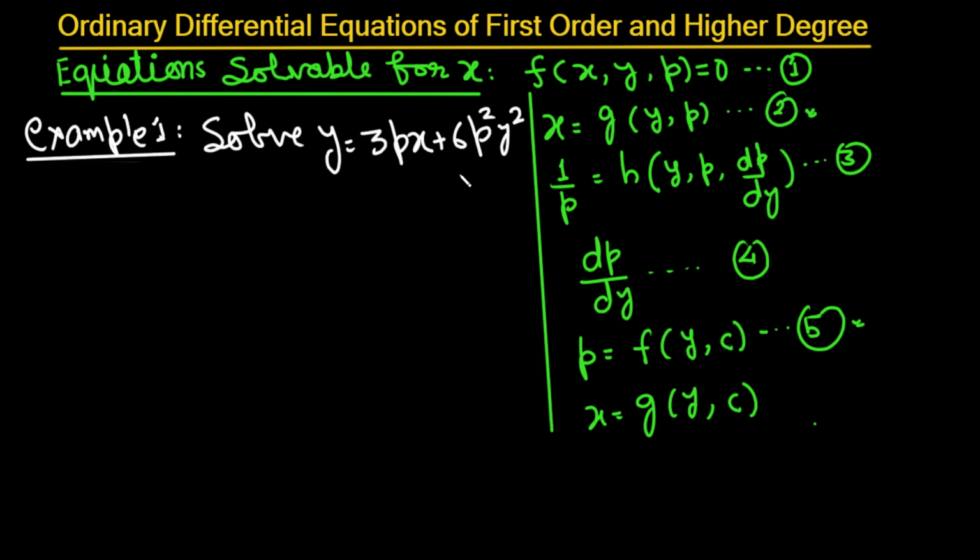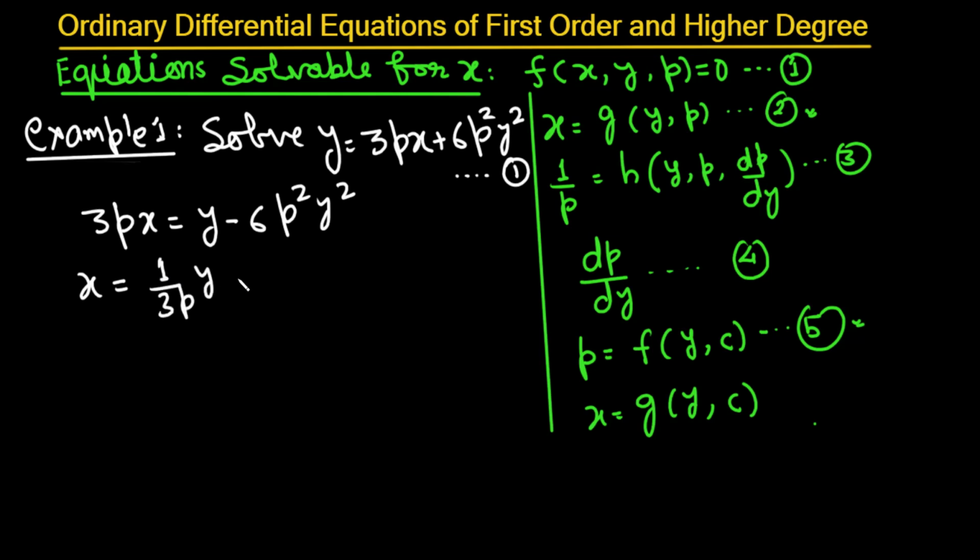So, suppose we name it as equation number 1 and we solve it for x, so it will become 3px equals y minus 6p square y square. This implies x equals 1 over 3py minus 2py square, where the 3p factor cancels out using this 3p factor. And this is our equation number 2. We are able to express x as a function of y and p.